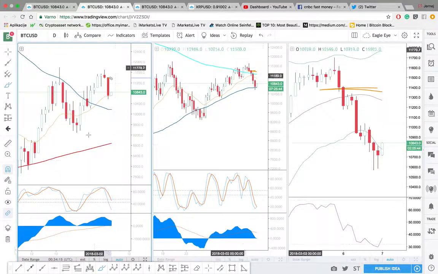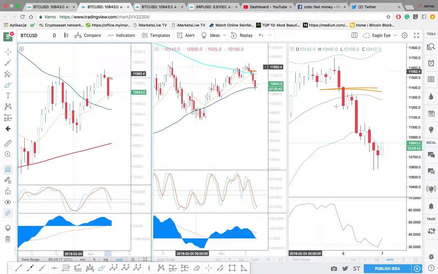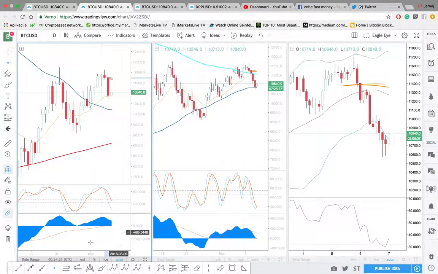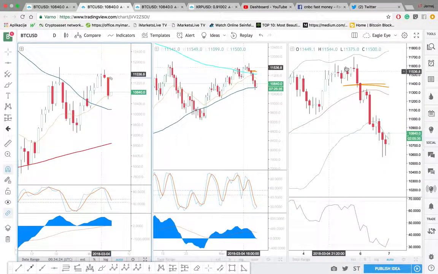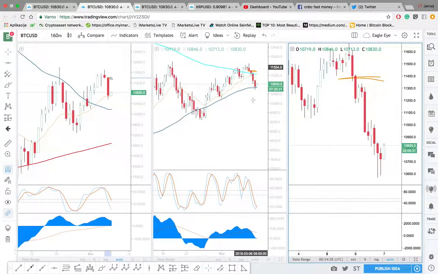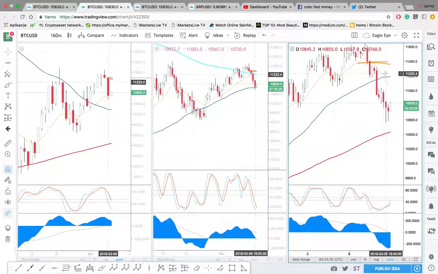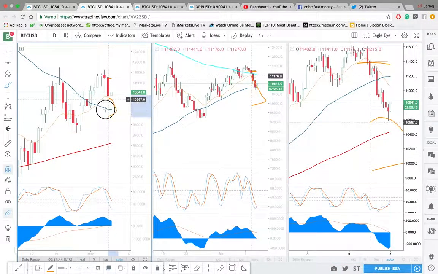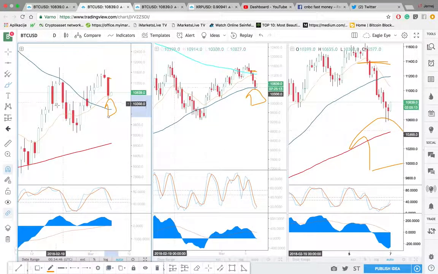So I have three charts here: daily, 8 hour, and 160 minute. This is called an eagle eye setup. Okay, so yeah, my first take profit was at this 50 MA here. So I took this one already, and then I said my next take profit is here on the 50 MA of the daily chart.